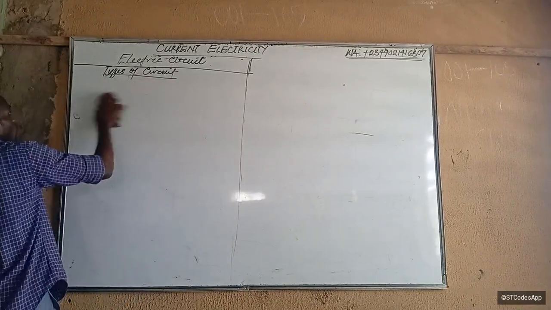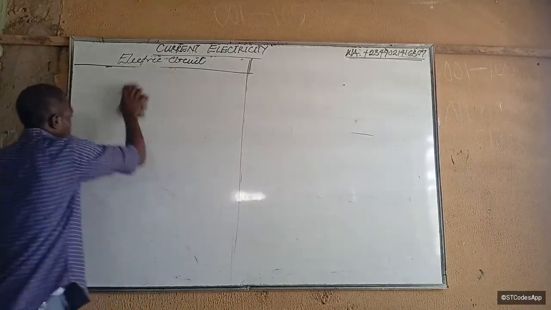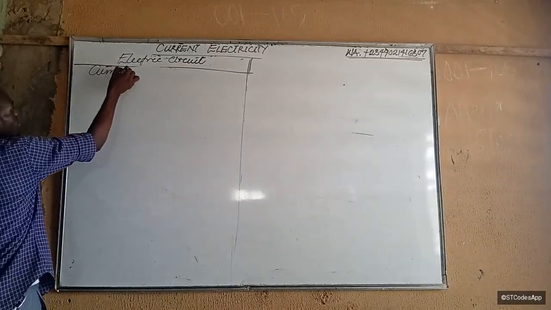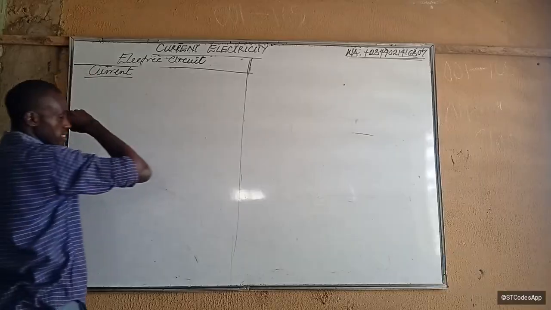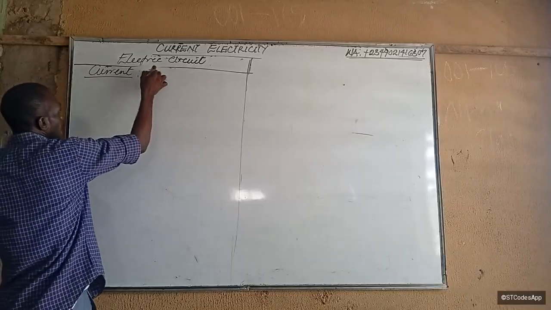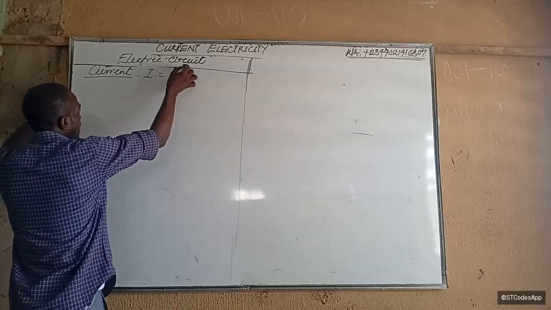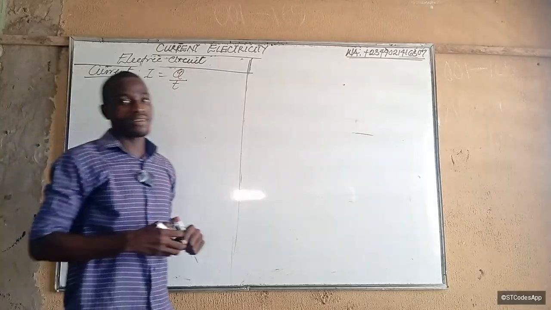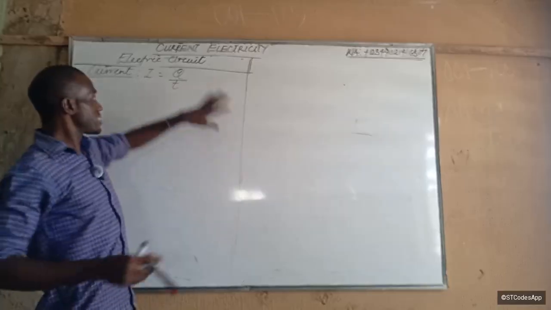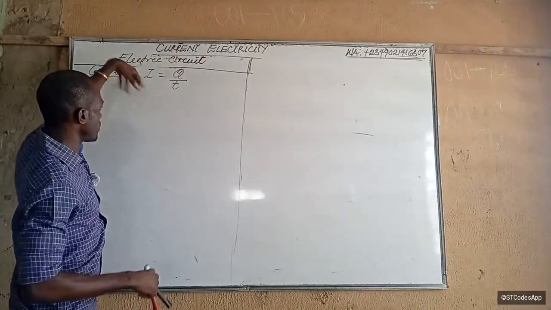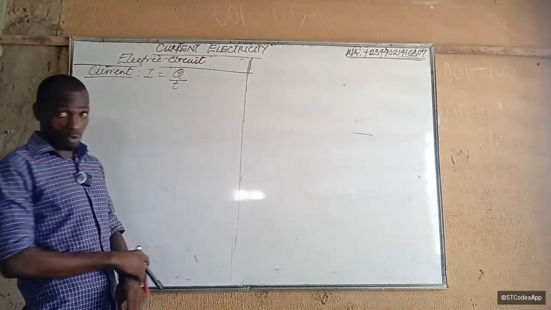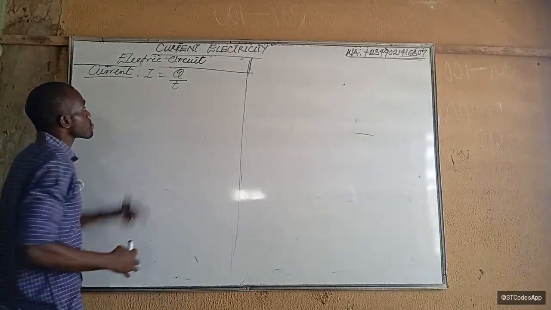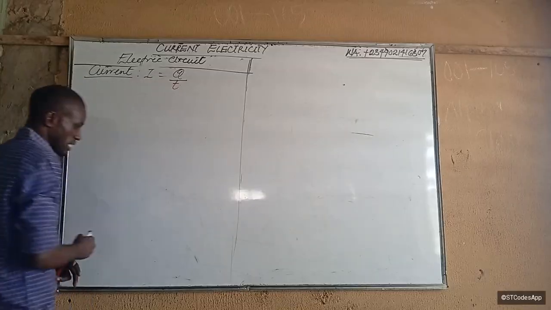Now let's talk about current. What is current? Current, we said, is the rate of flow of charge. Current is given by I, the time rate of flow of charge. In my previous video, I derived this expression for current microscopically, so do well to see that video. I'll also link it in the description.